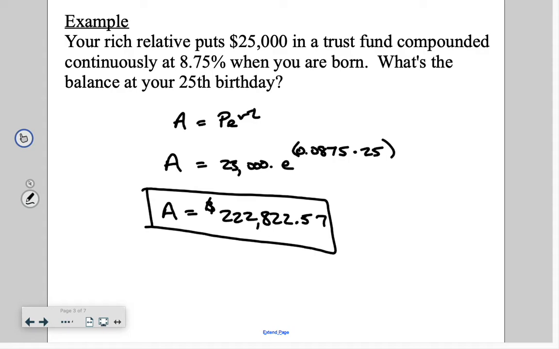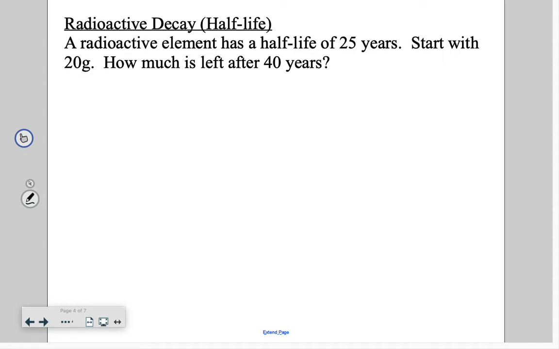So there's example number 1, taking money and trying to get it to grow very, very quickly. All right, let's go to the next example. A radioactive decay, a half-life problem. If we're looking at radioactive decay, we've got some radioactive element that has a half-life of 25 years.